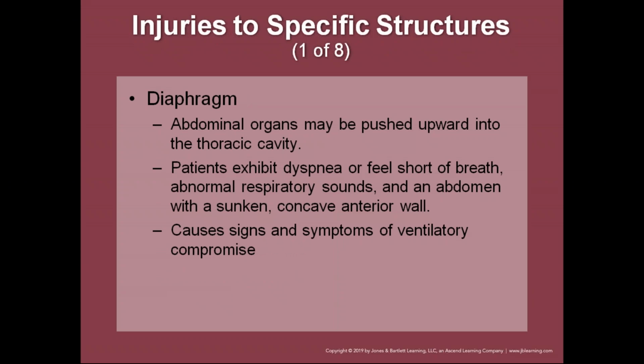Injuries to specific structures. So this is where we're going to get into the different areas of the abdomen. The diaphragm is the muscle which may allow abdominal organs to push upward into the thoracic cavity. Remember we talked about this the other day, where if they have a herniation, this could push up into the thoracic cavity and cause pressure on the lungs and even the heart. Patients exhibit dyspnea, so difficulty breathing, feeling short of breath, abnormal respiratory sounds, and an abdomen which is sunken.